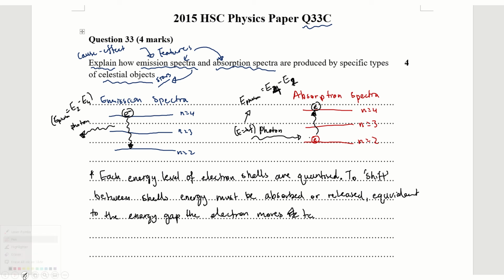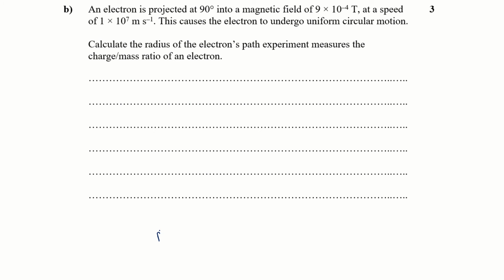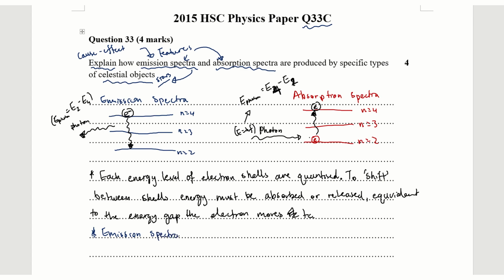What you can also see in this case is that emission and absorption spectra are basically the opposites to each other. All right, so the emission spectra is opposite of the absorption spectra in terms of its formation. So that's kind of the thing that we have here. We've explained how it's formed.